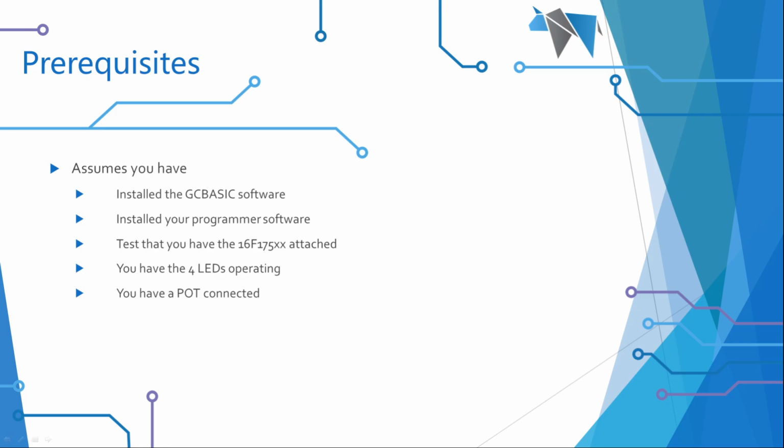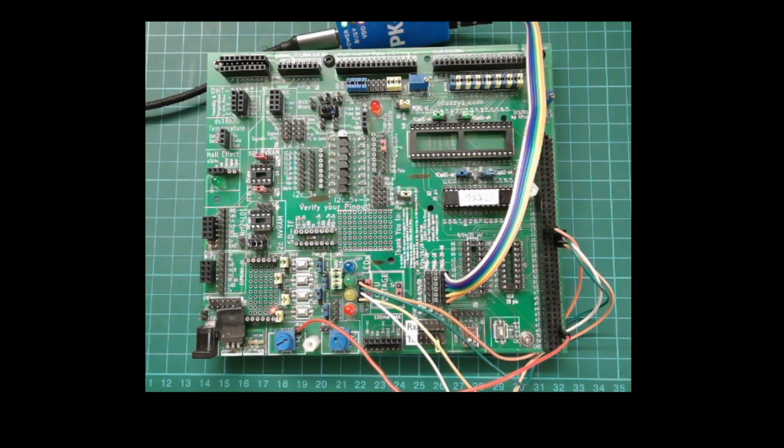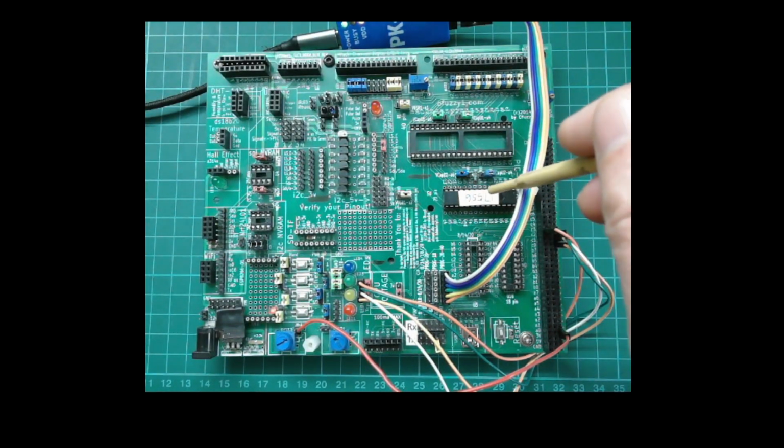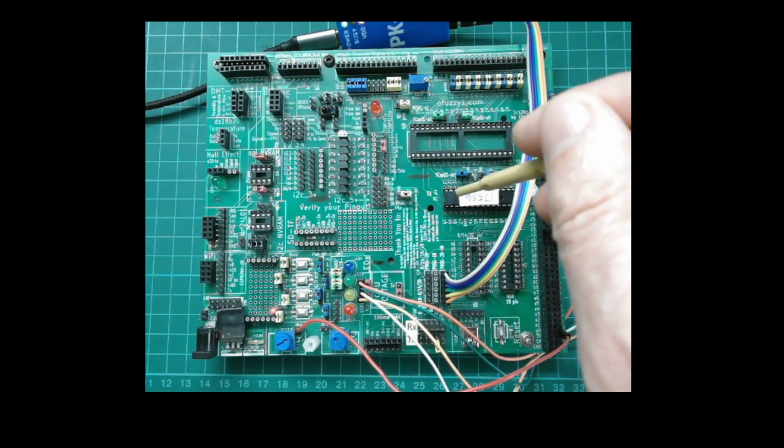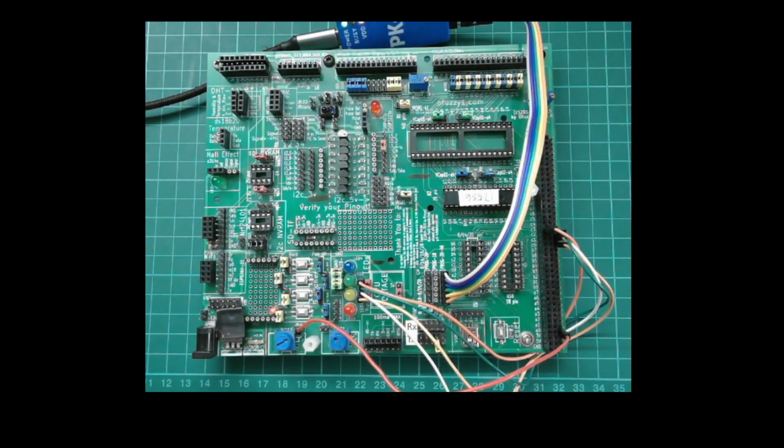So if I look at my setup here, I've got the new microcontroller sitting here, a 175xx, quite a large one. I've got a potentiometer sitting here and 4 LEDs, connected via suitable resistors. I will show you the circuit for the potentiometer in a moment. If I rotate that, that's where we left it in the previous tutorial. It represents the value of 0 to 255.